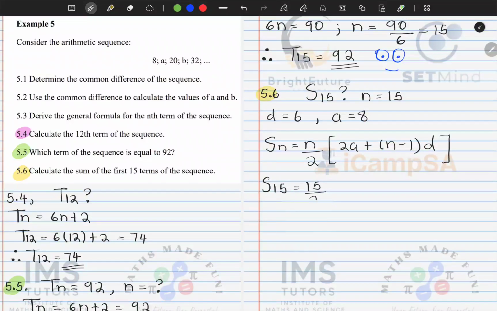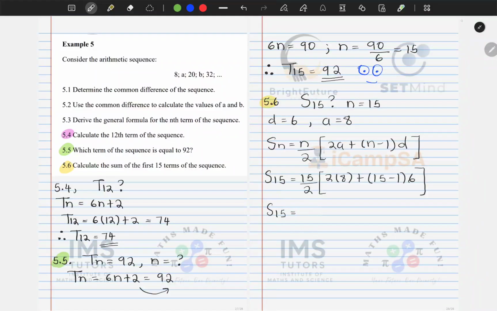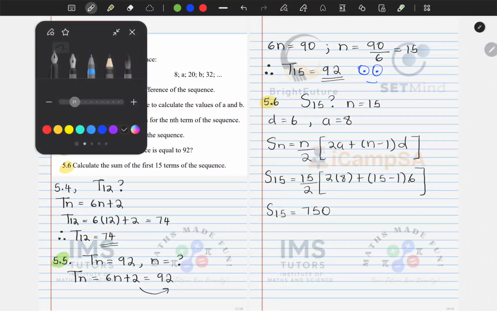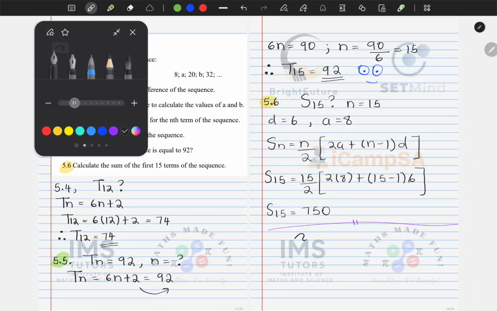So it will be 15 over 2 into 2 times 8, and then plus 15 minus 1, multiplied by D, which is 6. So I'll go to my calculator and quickly punch this and see what we obtain. So the answer which you should obtain if you punch this on your calculator should be 750.